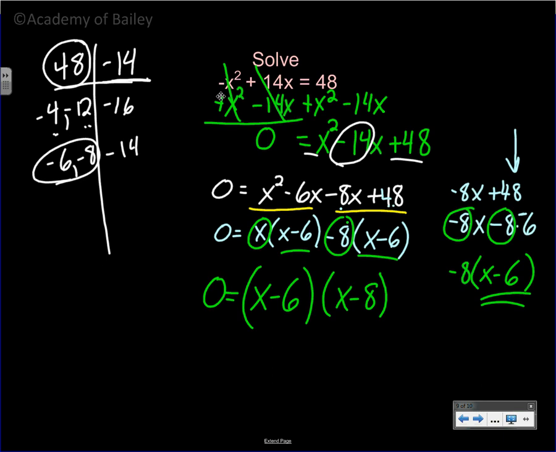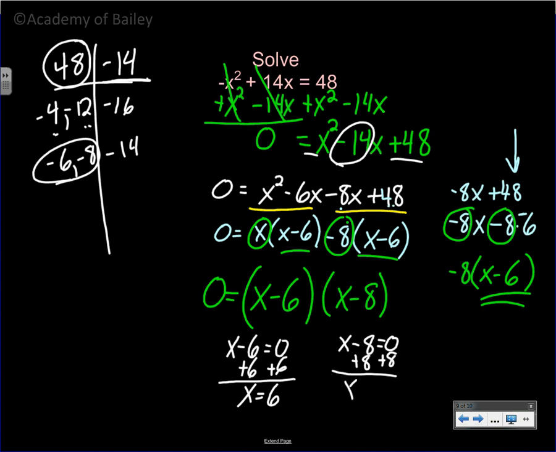And from here, we go ahead and solve. x minus 6 equals 0. x minus 8 is equal to 0. x is equal to 6. We add 8 to both sides to get x is equal to 8. And so we have both of our answers there.